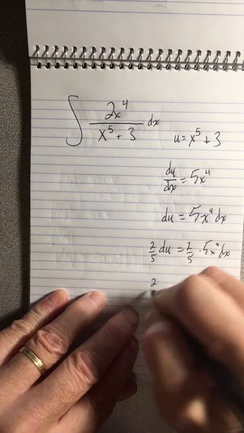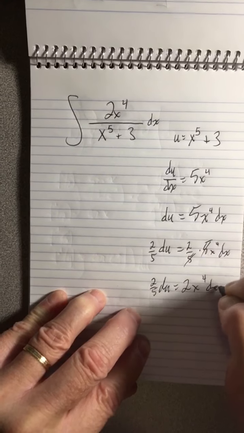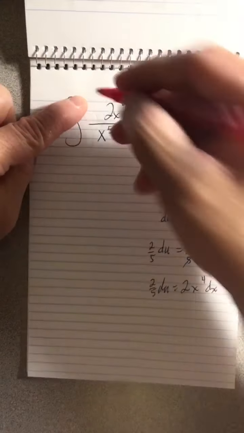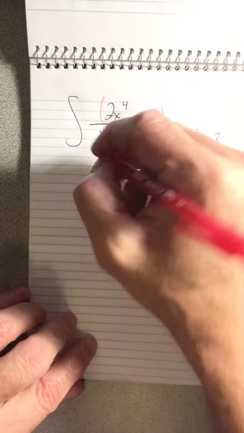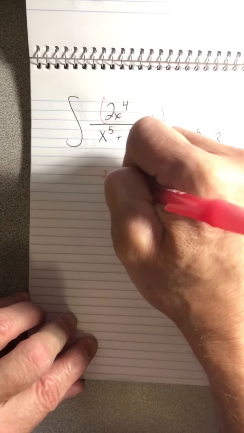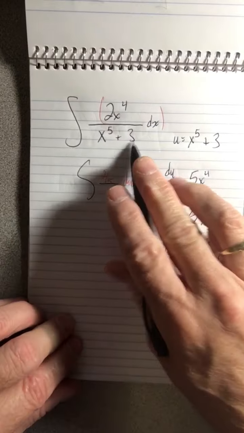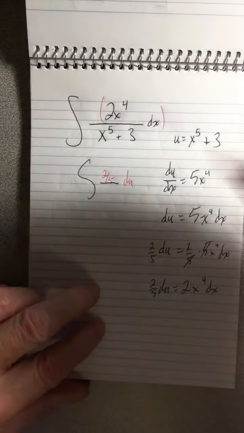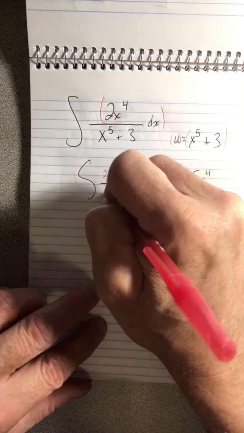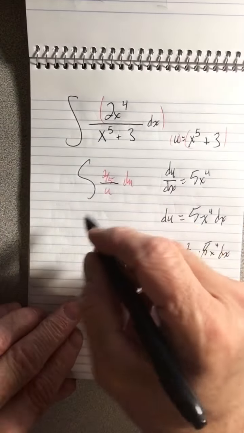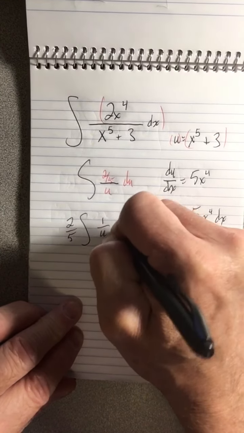And now what does that give me? Well, it gives me 2/5 du is equal to 2x to the 4 dx. So notice my numerator is 2x to the 4 dx, and that's exactly what 2/5 du is. So I'm going to put 2/5 du in my numerator. And what's my denominator? Well, my denominator is u, which is equal to x to the 5 plus 3. So I have a u here. Now I'm going to kick the 2/5 out. It's a constant, so we can kick it out and just have 1 over u du.